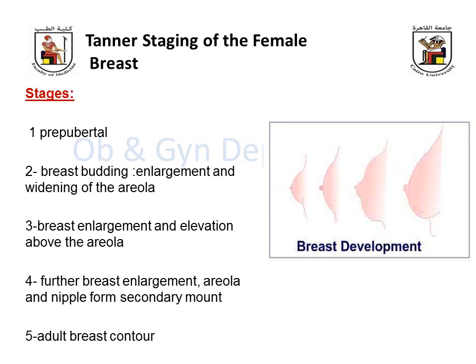Then stage 4, further breast enlargement. The areola and nipple form a secondary mound, as you see, and then it reaches the adult full development of the breast with the normal breast contour.